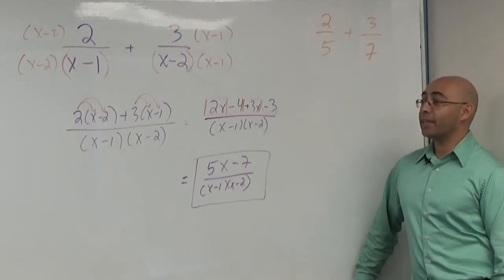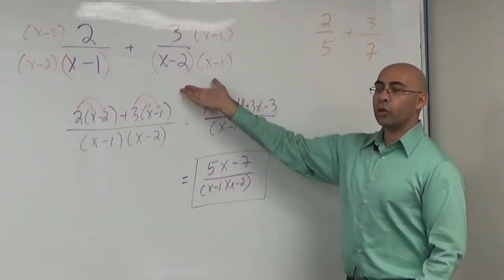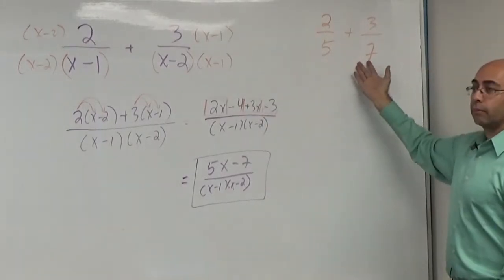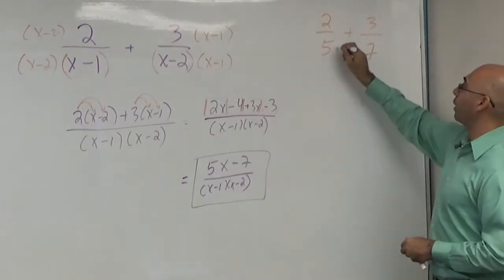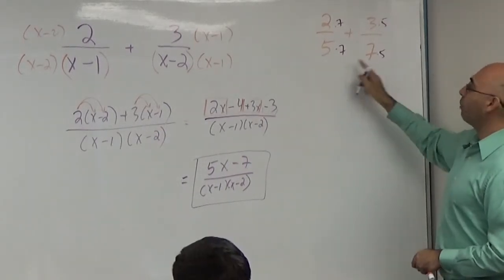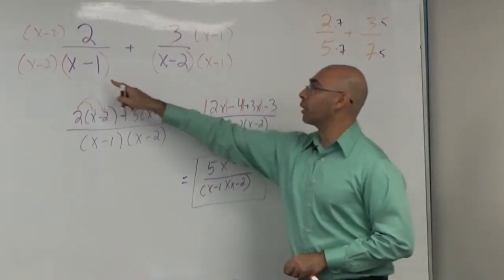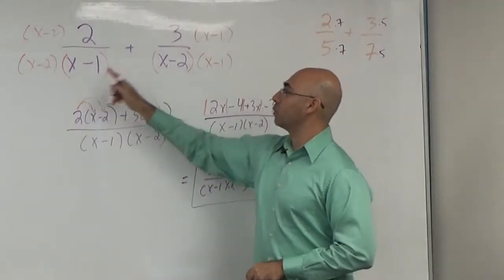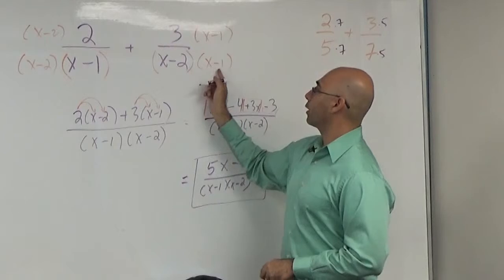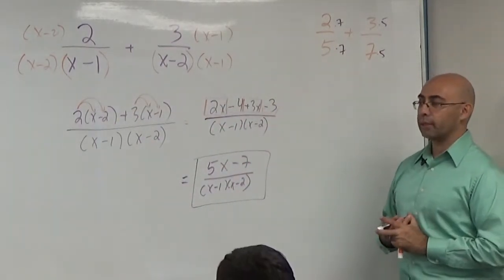So the basic idea, the first thing that you do is what you would do with a regular fraction here. Just like with this one, I'd multiply by 7, multiply by 7, multiply by 5. Where did I get the 5 from? I got it from here. Where did I get the 7? I got it from here. I do the same thing here. I get an x minus 2, put it there. I get that x minus 1 from over there. And then the rest is stuff that we've gone over already.